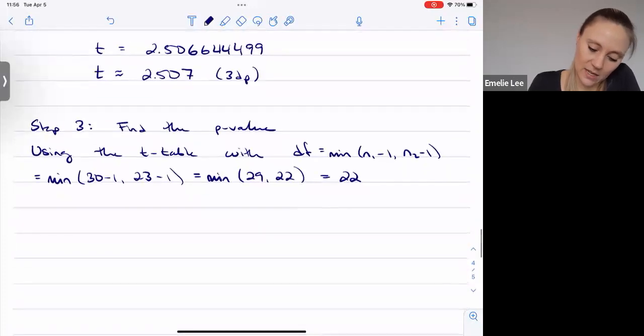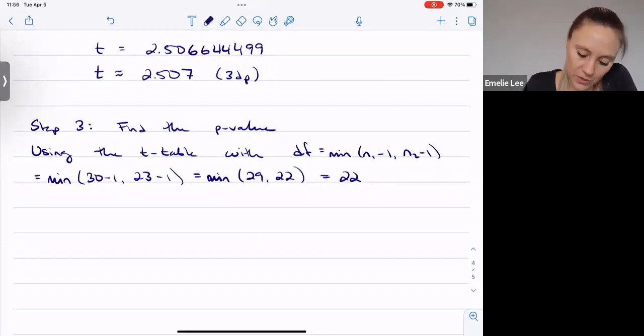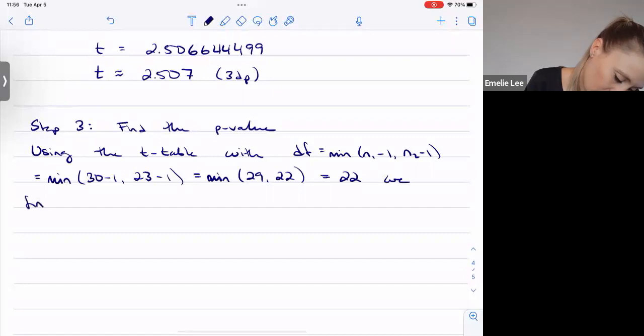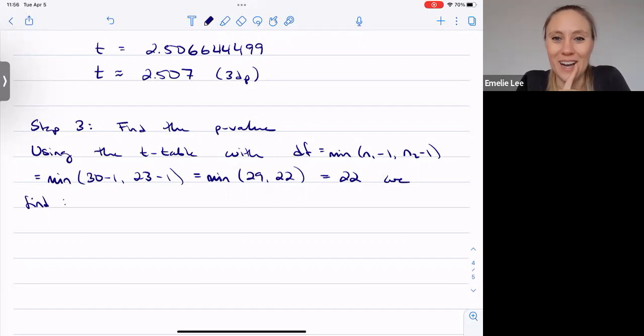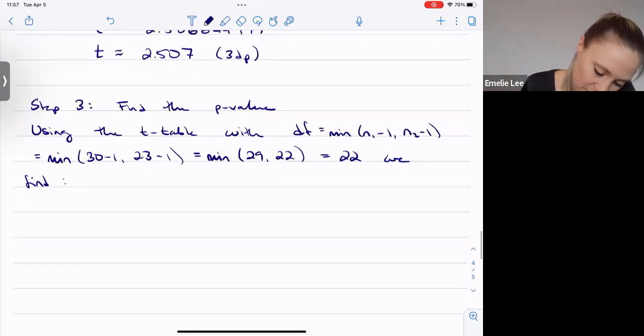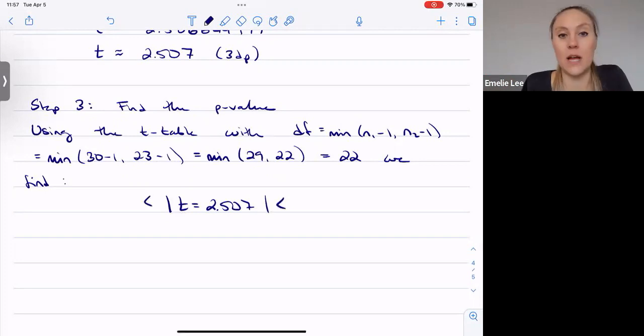Lucky for us, there is a 22 degrees of freedom row in our table, right? So this is the degrees of freedom that we're using, because there is a 22 row. So using the t-table with degrees of freedom equal to 22, after all that work, we find, and remember what I do for setting this up. It looks complicated, but we follow the same steps always for t. And so the absolute value of t equal to 2.507 is going to be between two values.